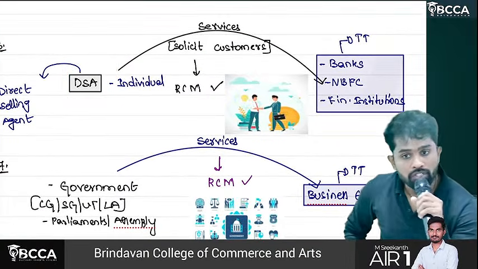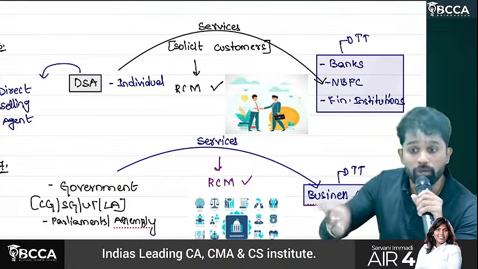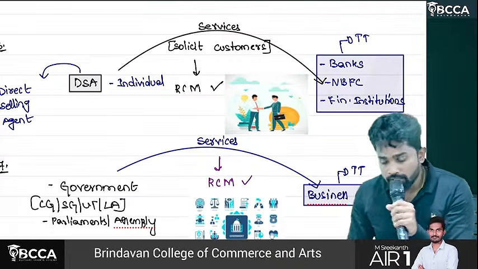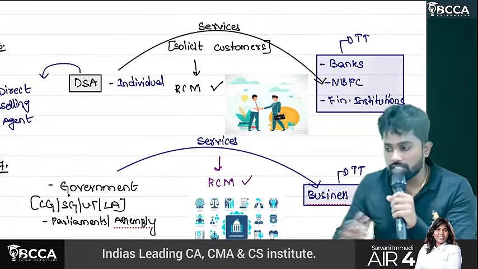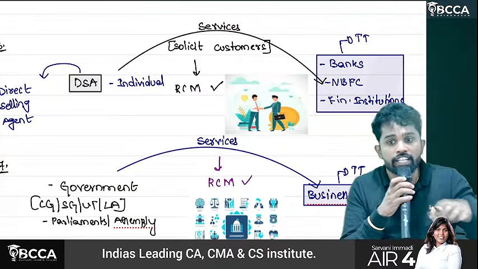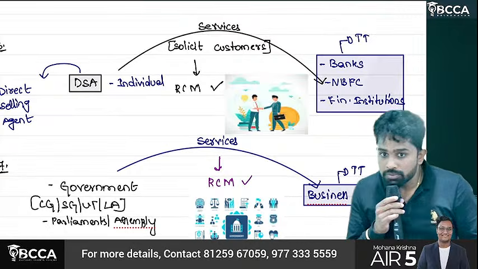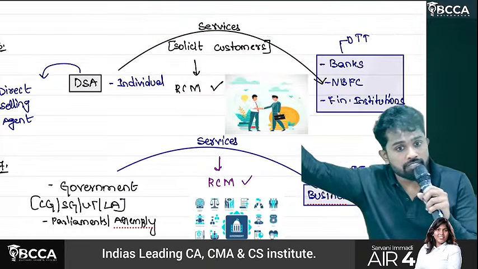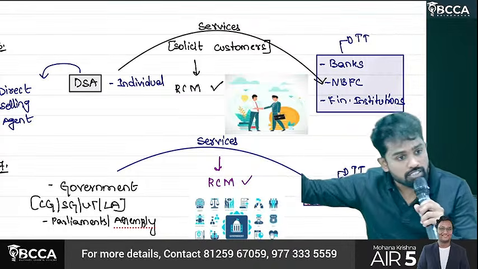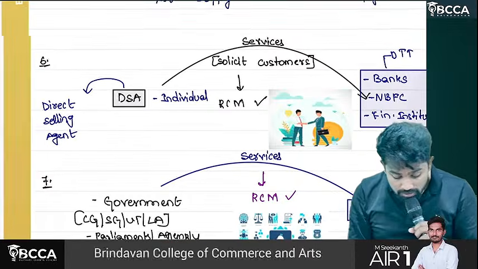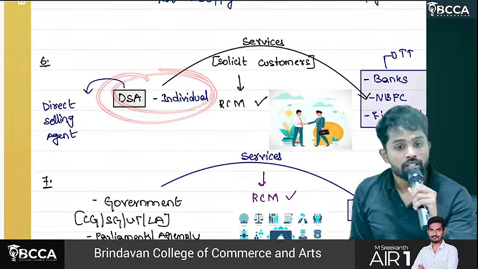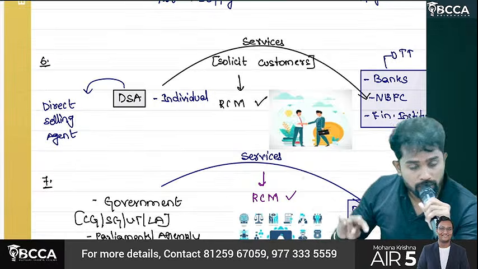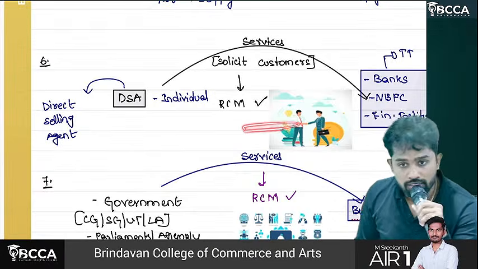These people will convince the public and try to sell bank products. They are like salesmen only. But normal salesmen and all, what? They'll sell goods. But these people will convince us to take a loan or to take a credit card and all. So these direct selling agents will be providing services not to us, but to banks, NBFCs, financial institutions. But this direct selling agent should be an individual. Where an individual direct selling agent provides services to a bank, NBFC, or financial institution, then they are covered under RCM.